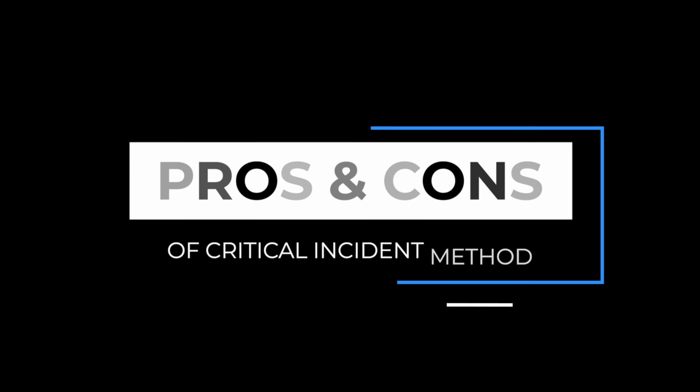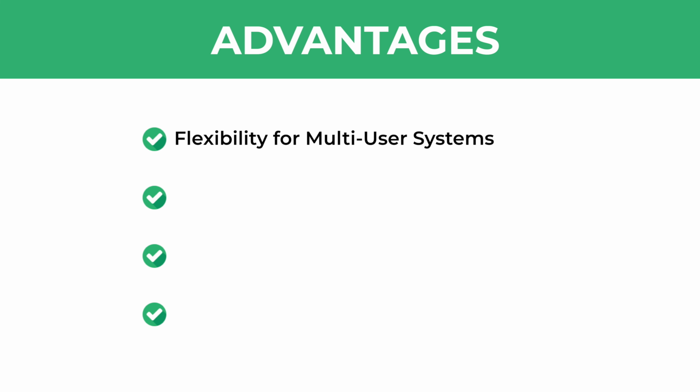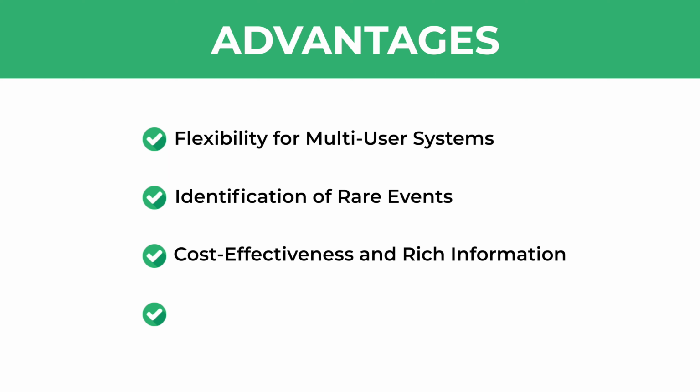Pros and cons of critical incident method. The advantages of the critical incident method are: it is a flexible method, and hence can be used to improve multi-user system. It can identify even rare events that might not be covered by other methods. Less expensive and provides rich information. Easy to understand and use.